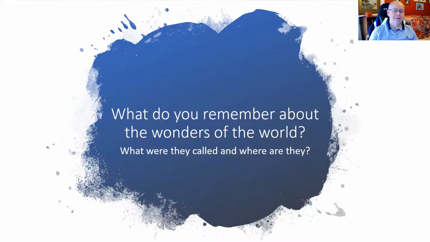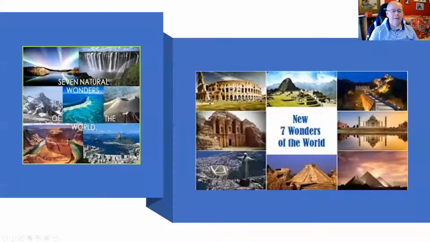Let's have a look and see how much you remember. There they are. We've got the Aurora Borealis, the Northern Lights, the Victoria Waterfall, Mount Everest, the Great Barrier Reef in Australia, that volcano in Mexico, the Grand Canyon, and the harbour at Rio de Janeiro in Brazil. And those are the natural ones, made over many, many centuries.